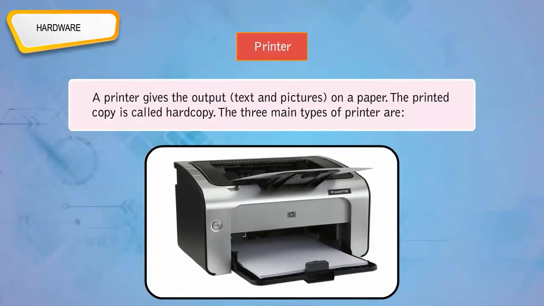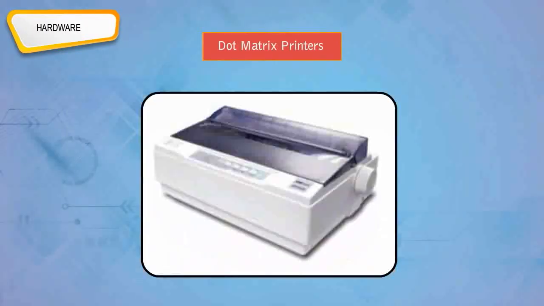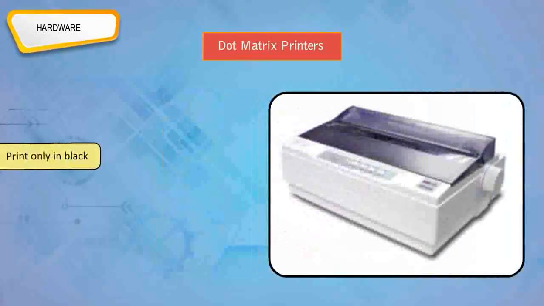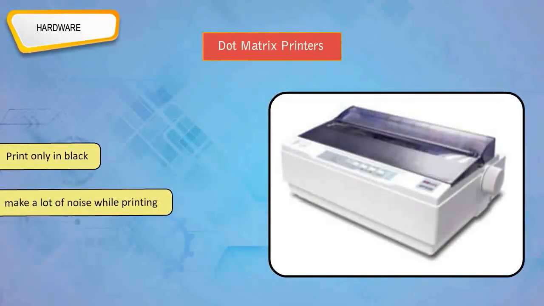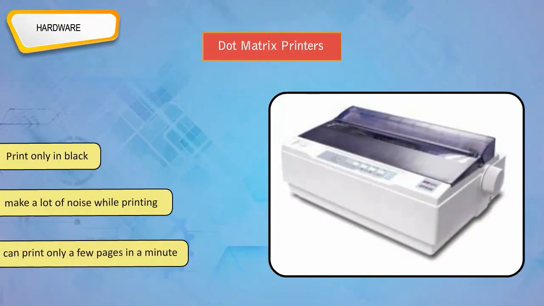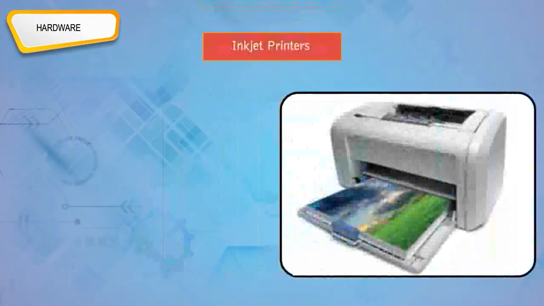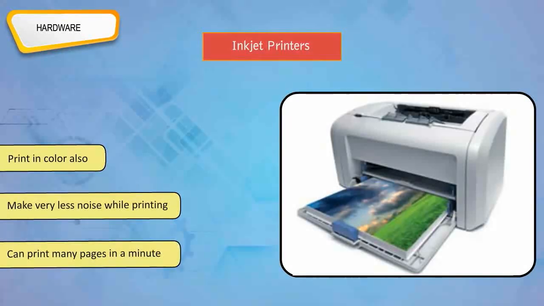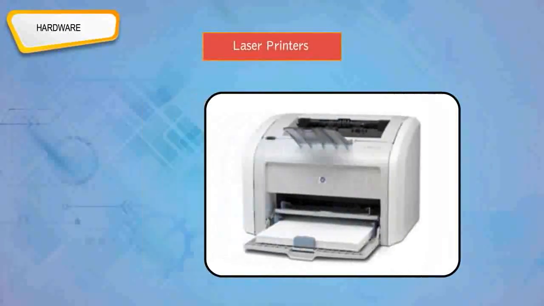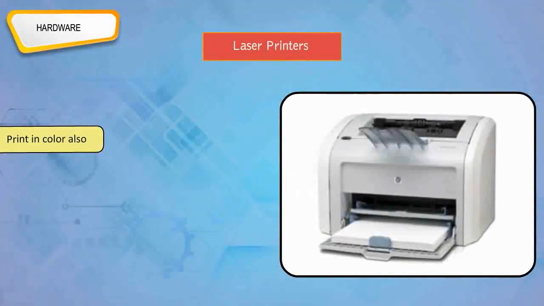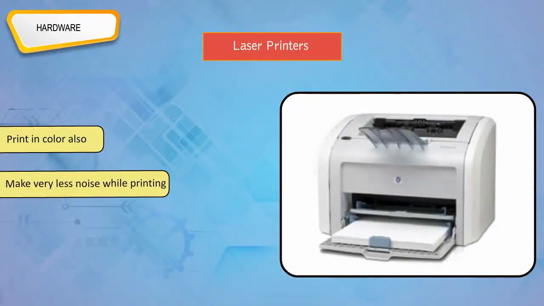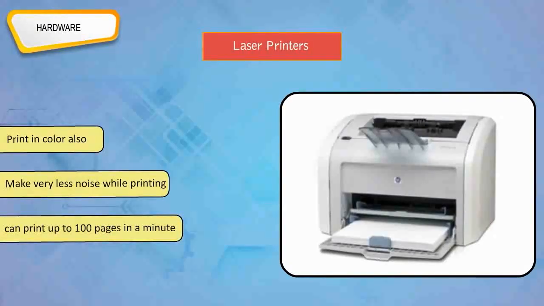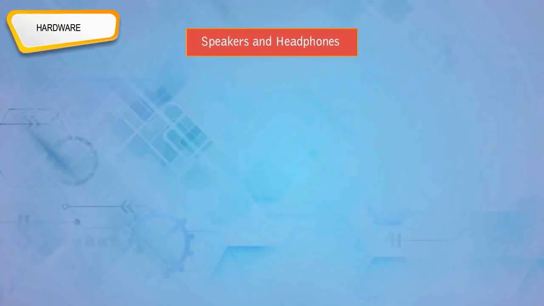The three main types of printer are: dot matrix printers, which print only in black, make a lot of noise while printing, and can print only a few pages in a minute. Inkjet printers, which print in color also, make very little noise while printing, and can print many pages in a minute. Laser printers, which print in color also, make very little noise while printing, can print up to 100 pages in a minute, and are best in quality.